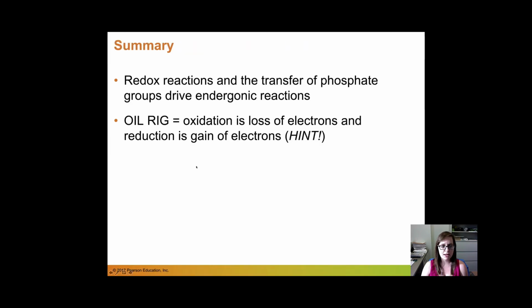So just to summarize, redox reactions and the transfer of phosphate groups drive endergonic reactions. And just again, a reminder, OIL RIG: oxidation is the loss of electrons and reduction is the gain of electrons. Hint, hint.